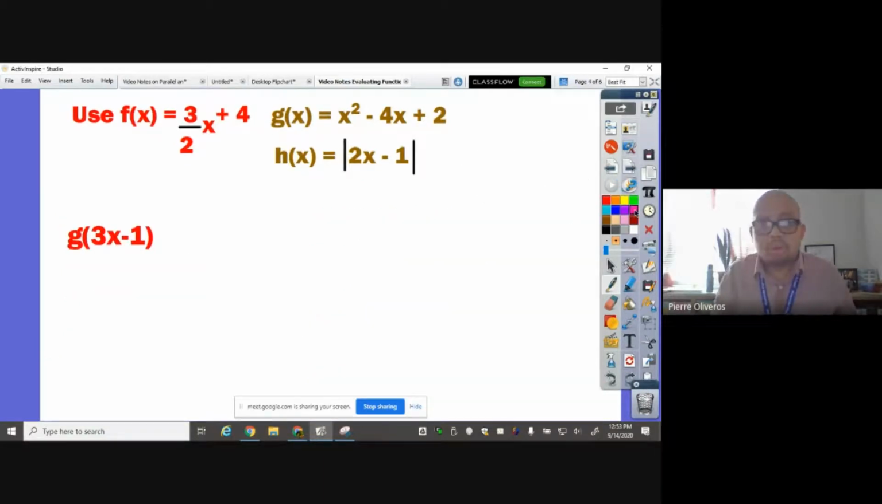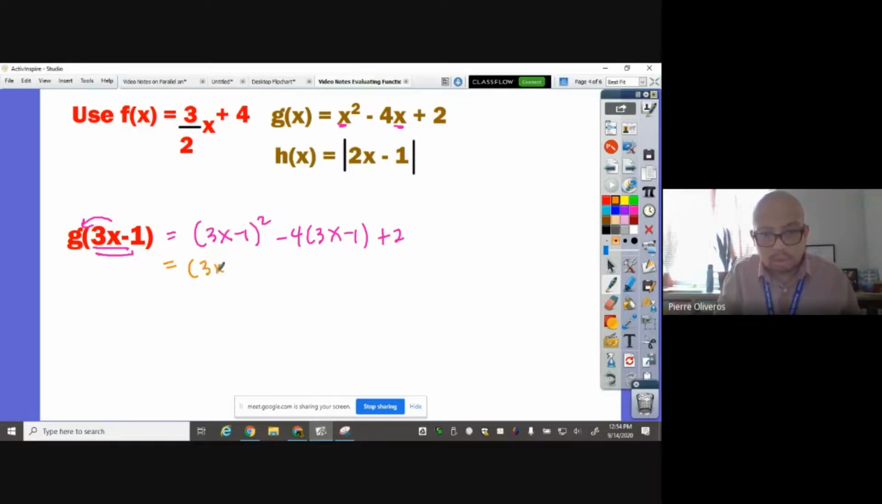One more here. What if you're given an expression, a binomial, that you need to plug into the function, the machine g? So here it will become 3x minus 1 squared minus 4 times 3x minus 1. If you notice, I just replaced the x's with 3x minus 1. Here you have to do FOIL, first, outer, inner, last, which will be 3x minus 1 times 3x minus 1. You're going to do it twice. Here you're going to distribute the negative 4, negative 12x plus 4, plus 2.